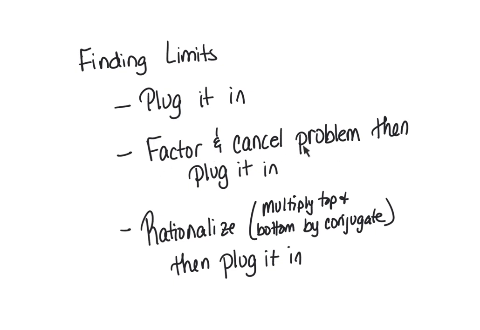If you can factor and cancel out your problem, then you can just plug it into your simplified expression. The last thing that you need to look for, if you cannot plug it in and cannot factor, is: does it have a radical or something that I can rationalize? Remember, to rationalize it, you're going to multiply the top and bottom by the conjugate of whichever piece has that radical in it. It will get rid of your problem. And then once you've canceled out your problem, again, just plug it in and you have found your limit.